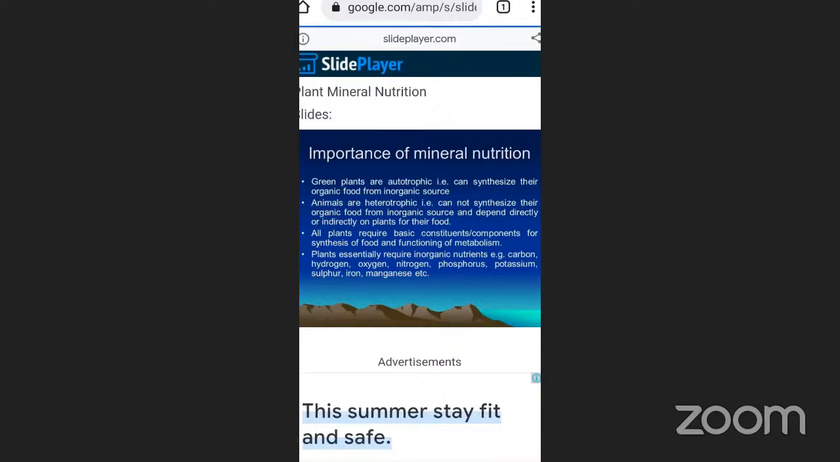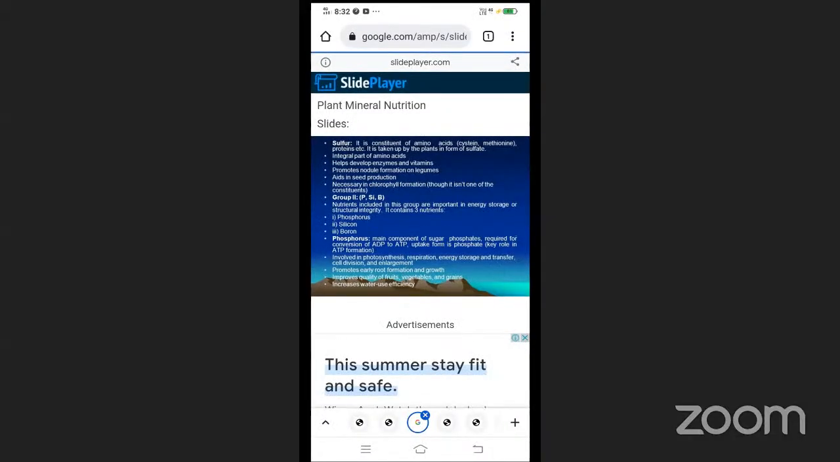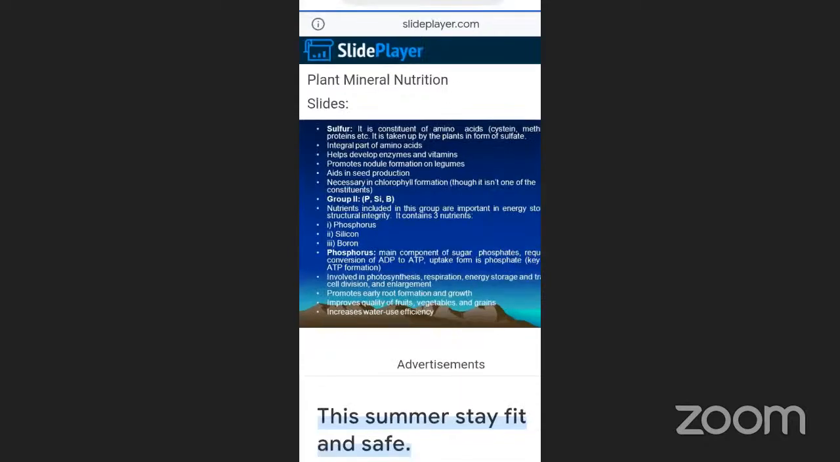So in nutrition, two types of nutrients are described: macronutrients and micronutrients. Those that are involved in large quantity, we call macronutrients. Examples are nitrogen, phosphorus, potassium, sulfur, magnesium, and calcium. These are called macronutrients, which are involved in large quantity in plant metabolism.